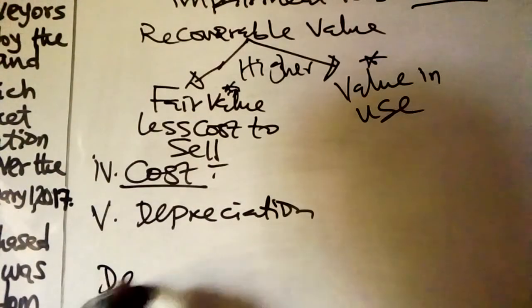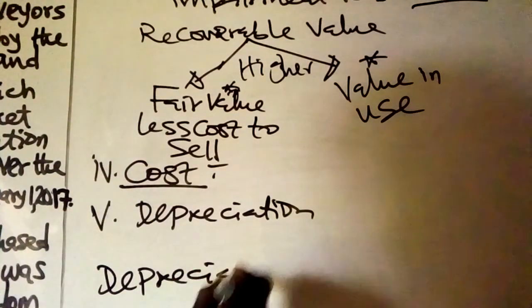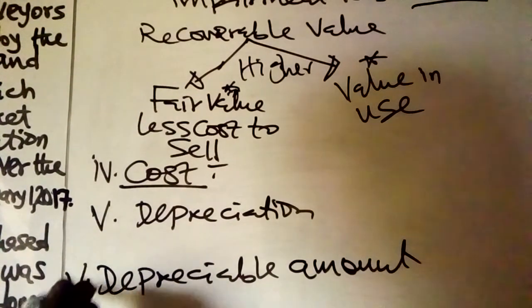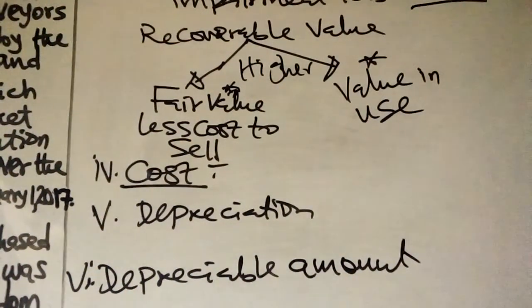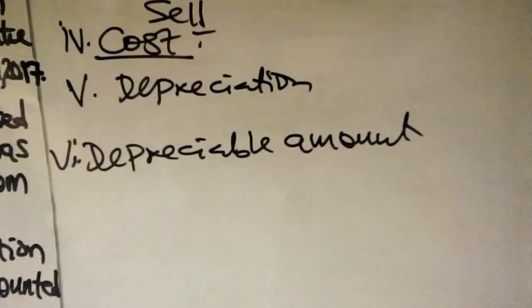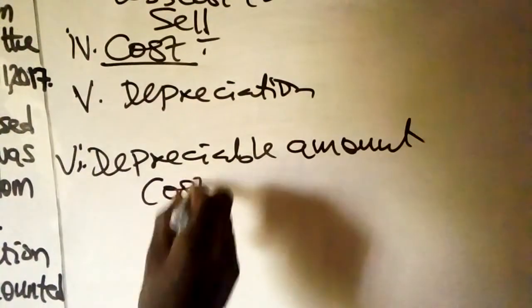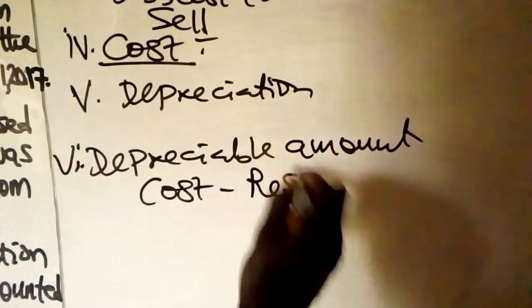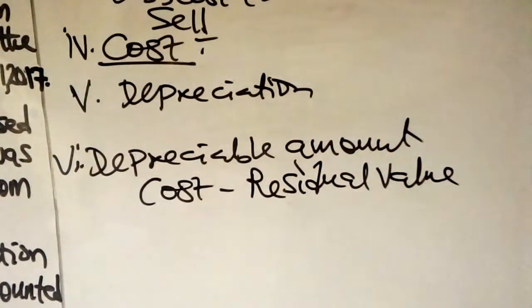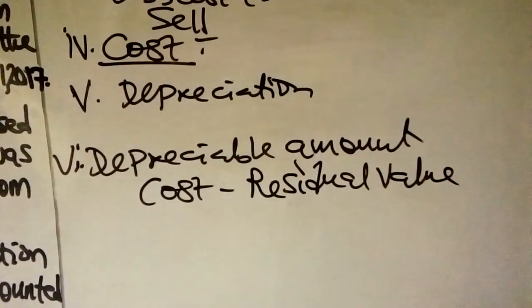So, what do you mean by the depreciable amount? That is number 6. Depreciable amount is the cost of an asset less its residual value. Cost minus the residual value of an asset is said to be the depreciable amount. Number 7, we have the fair value.